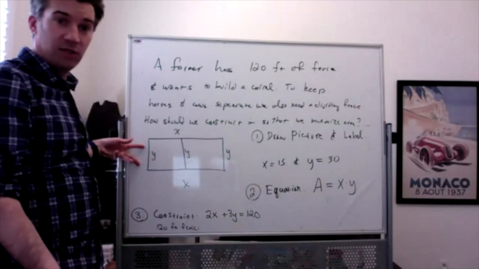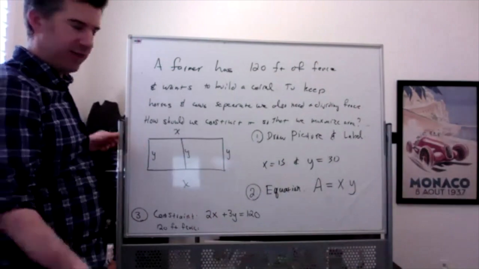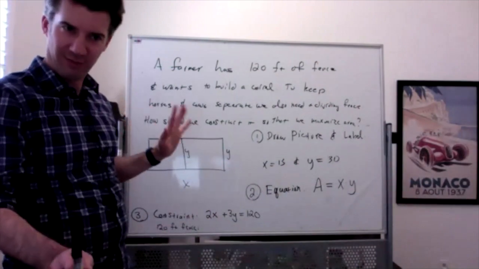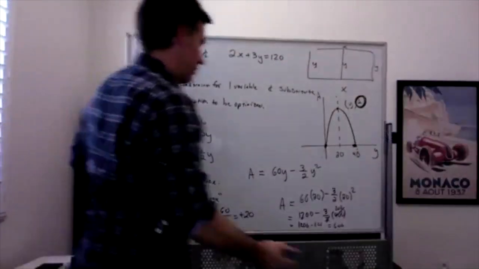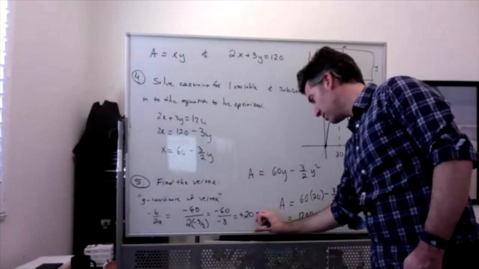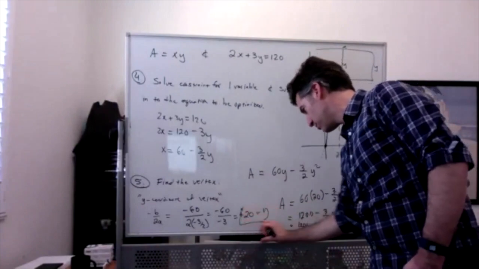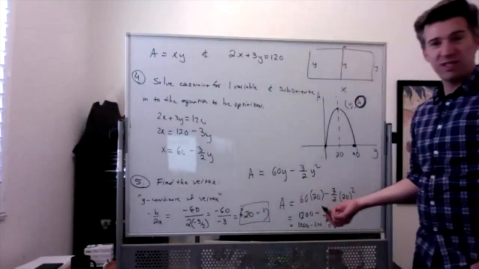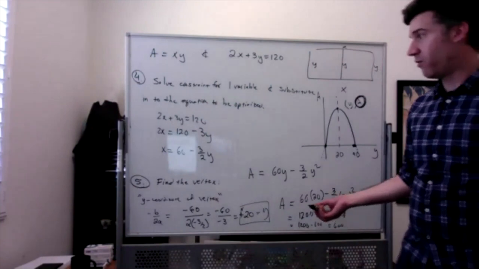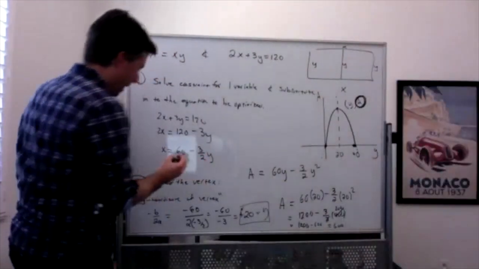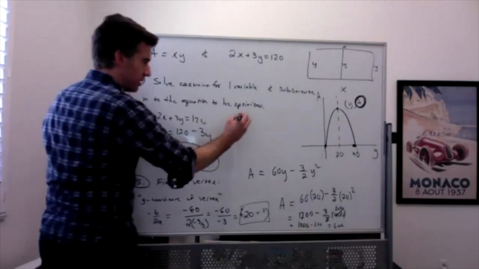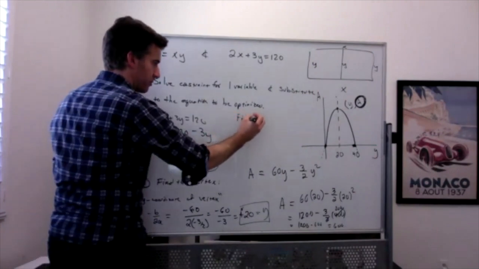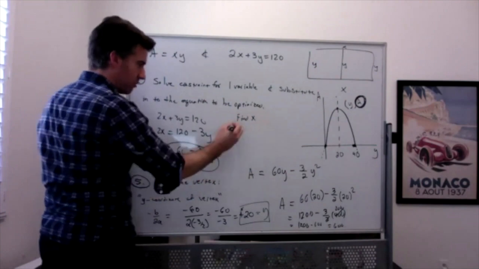We found that y was 30. I think, no, we found that y was 20. Sorry, y was 20. Right, we definitely got that y was equal to 20. But we still have to find x. Fortunately, we have x written in terms of y right here. So we need to find x by plugging in y there.